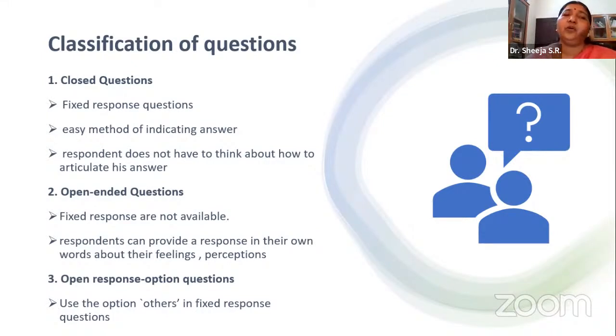Then we have open response option questions. The researcher uses the option of others in the fixed response questions. So many options will be there, and apart from that, an others option will be there. There, the respondent can specify the answer. He can write down the answer if his answer is different from the options given there. So that is another type of question.